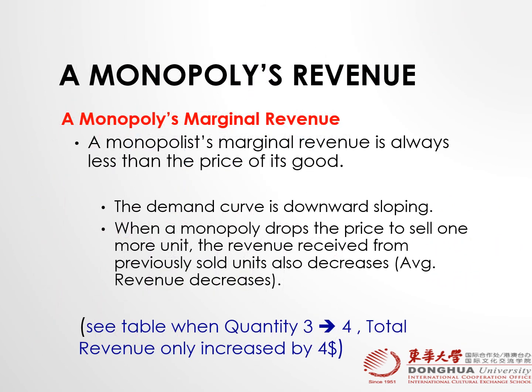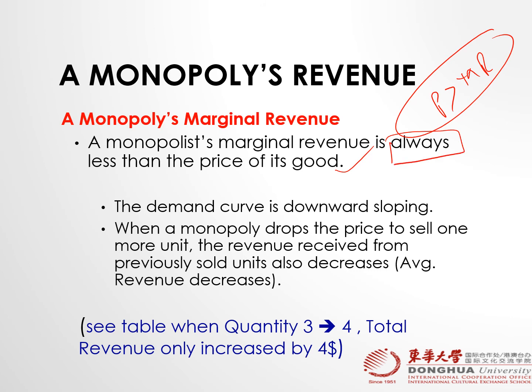Okay, so now monopoly's revenue. So basically this slide is a continuation of the previous discussion. If you are not able to understand the stuff here, I hope you understand. So a monopolist's marginal revenue is always less than the price, which means price is greater than marginal revenue, and that is always.